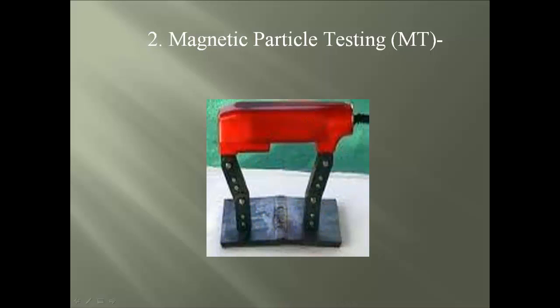There are two types of magnetic fields which are typically used, and the yoke unit will create a longitudinal field. The yoke unit is made by winding a coil around a soft magnetic material core, which creates a current that flows across the test object between the ends of the yoke.